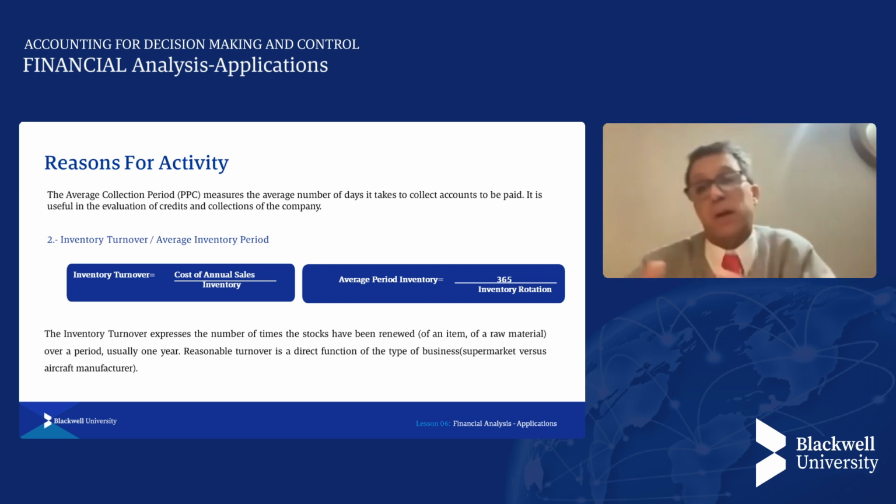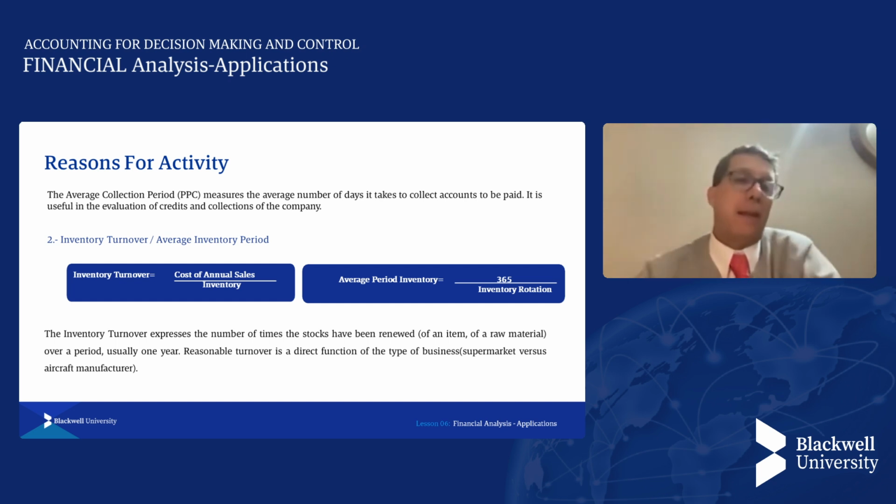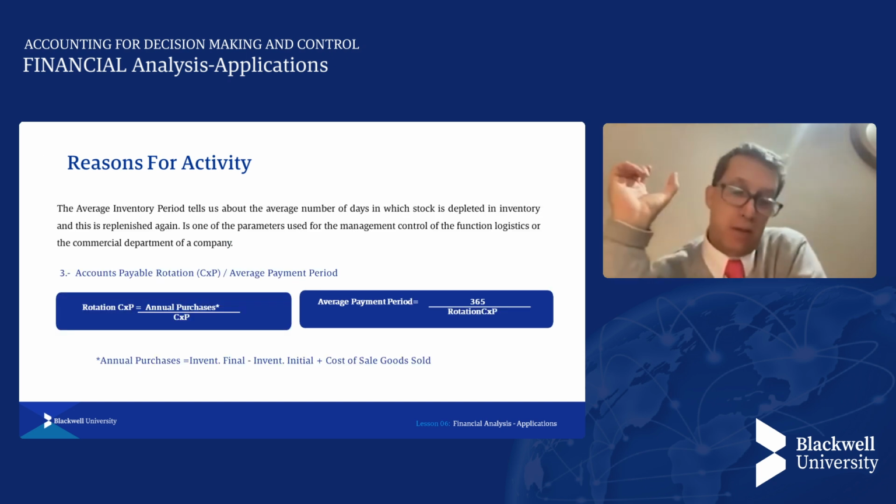The same example as before, so if it is a communication services company, it probably doesn't have much inventory, and this indicator loses meaning, loses value. And finally, among these activity indicators is the accounts payable turnover, where we typically take the annual purchases we make divided by accounts payable at an average point in time. And conversely, we could calculate an average payment period of 365 days over the turnover.